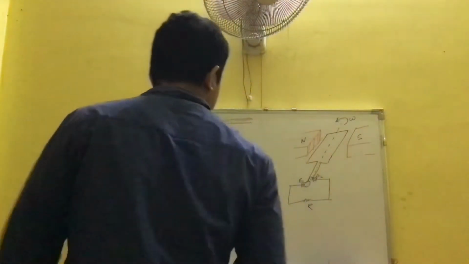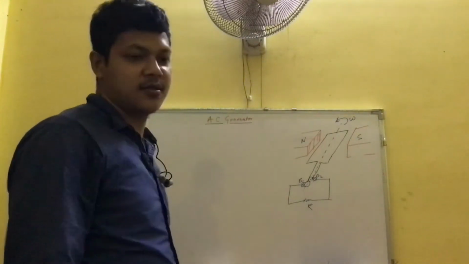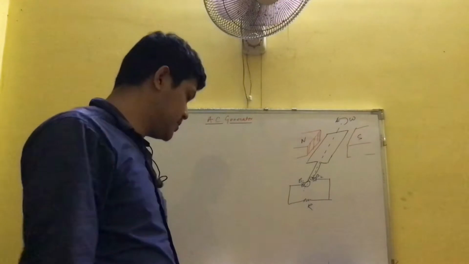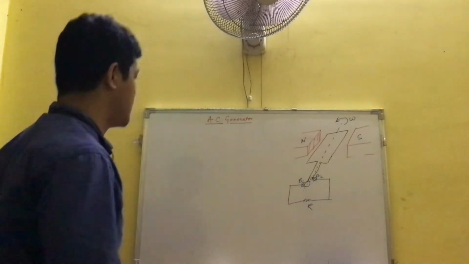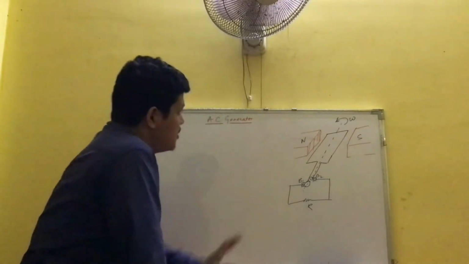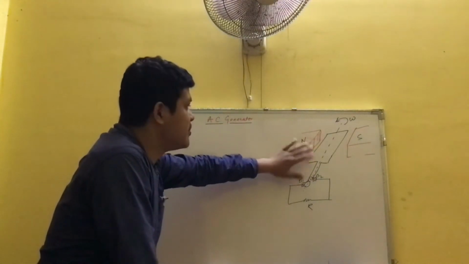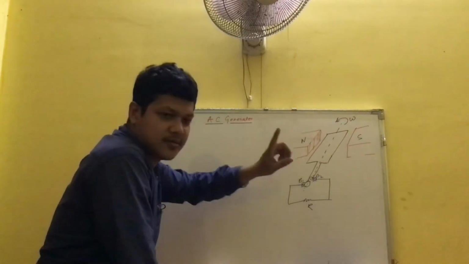So now let us discuss about the AC generator. In order to save time, I have drawn this figure before the video started. So here you see a coil. This is a coil having n number of turns. For simplicity, I have drawn only one turn, right?